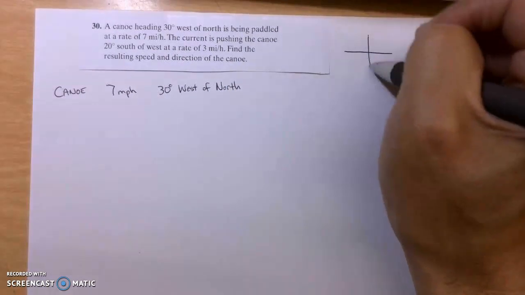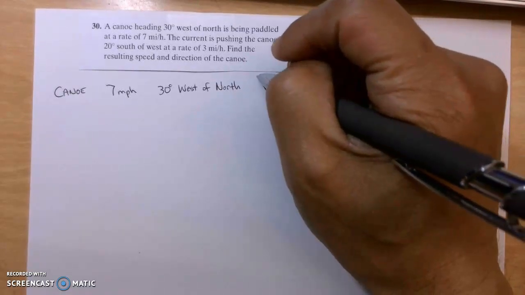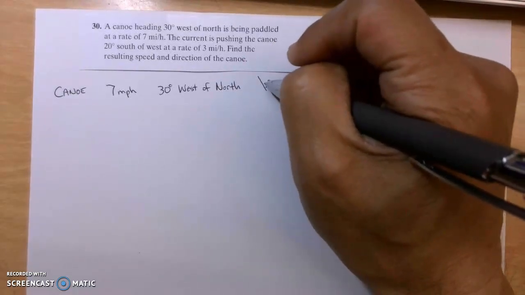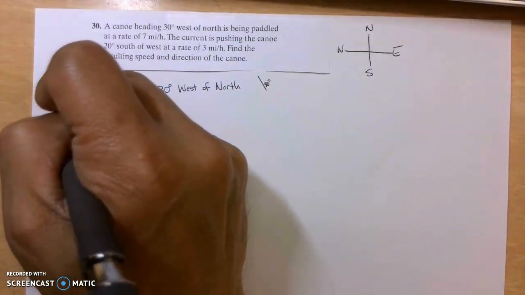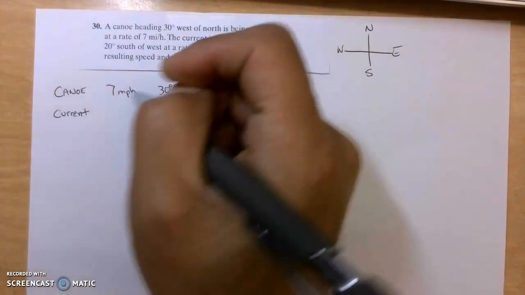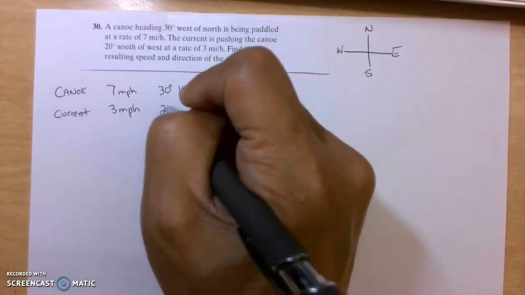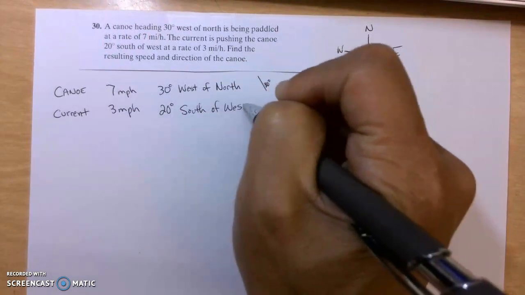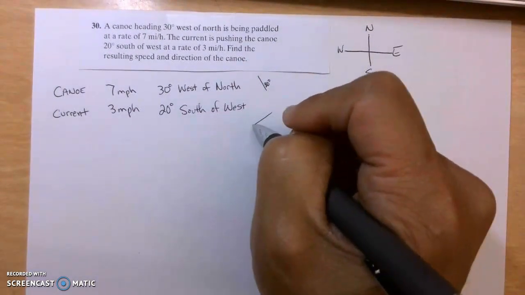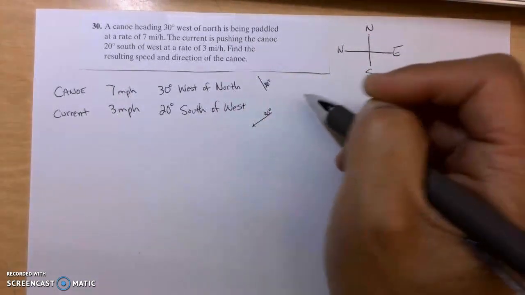So just drawing our basic north, south, west, east. So it's kind of going like this, 30 degrees west of north. And then there is a current. The river flow has a magnitude of 3 miles per hour. This is going 20 degrees south of west. So the current is pushing like this, and you'd have a 20 degrees right there. That's really small. I know that's hard to see.